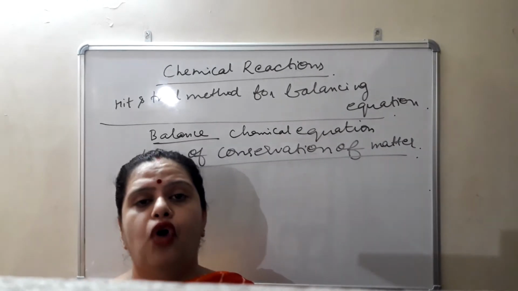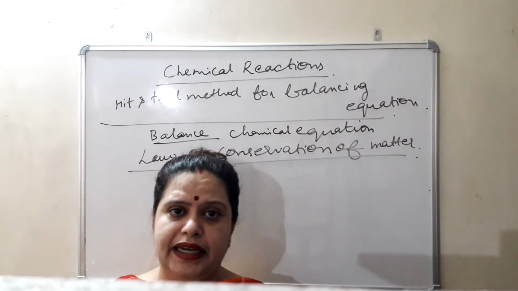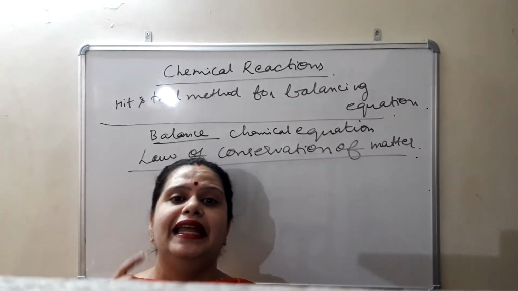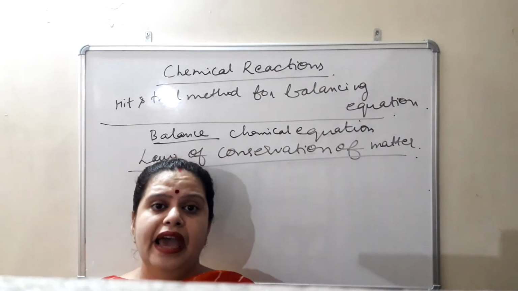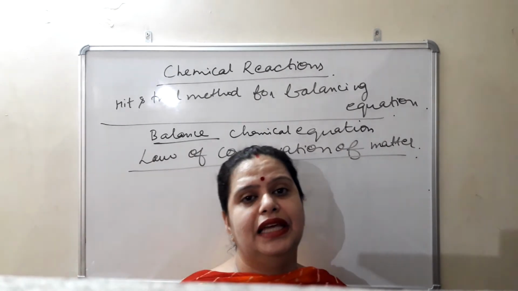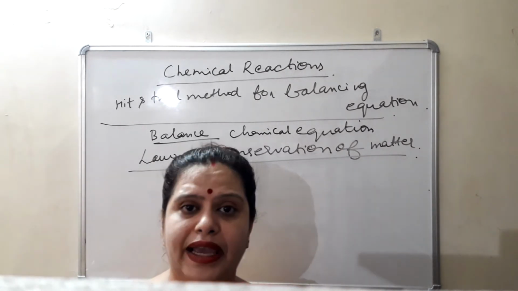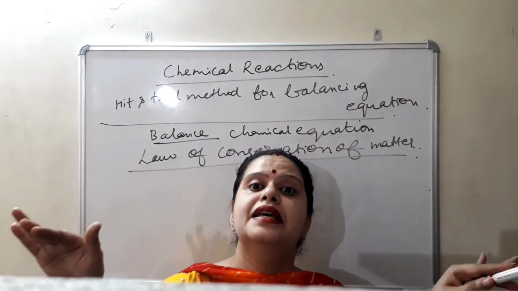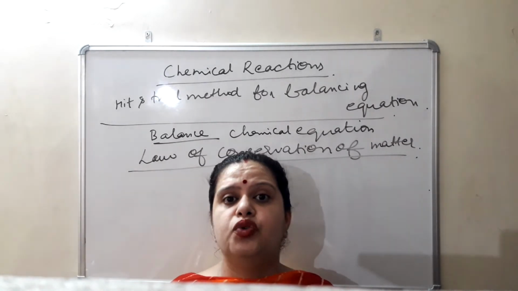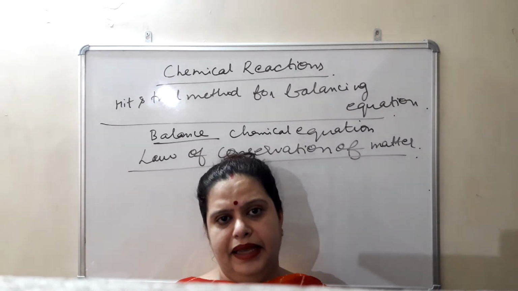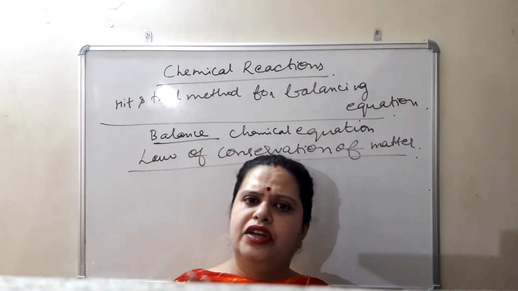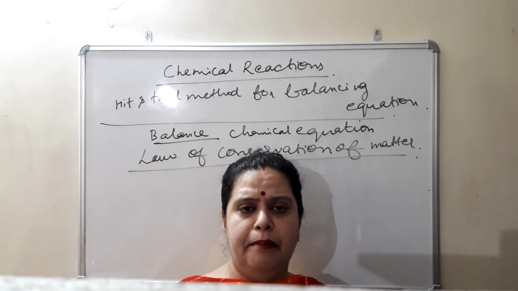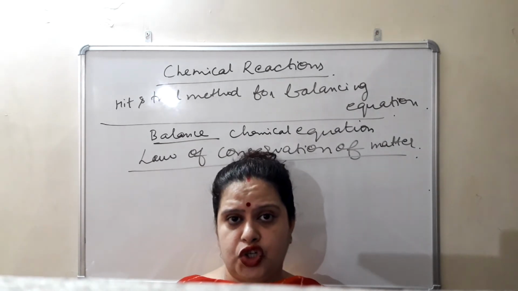We are doing it to follow the law of conservation of matter, which states energy can neither be created nor be destroyed. Rather you can say atoms can neither be created nor be destroyed. हम एटम को इंक्रीज डिक्रीज नहीं कर सकते, उसका नंबर सेम रहना चाहिए. So that's why we do balancing of chemical equation. I will discuss 3 to 4 very simple examples of how to balance a chemical equation.